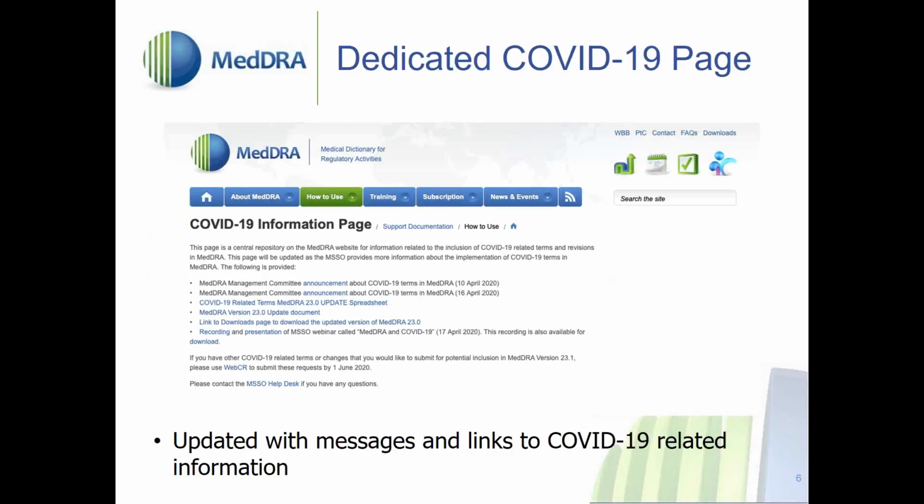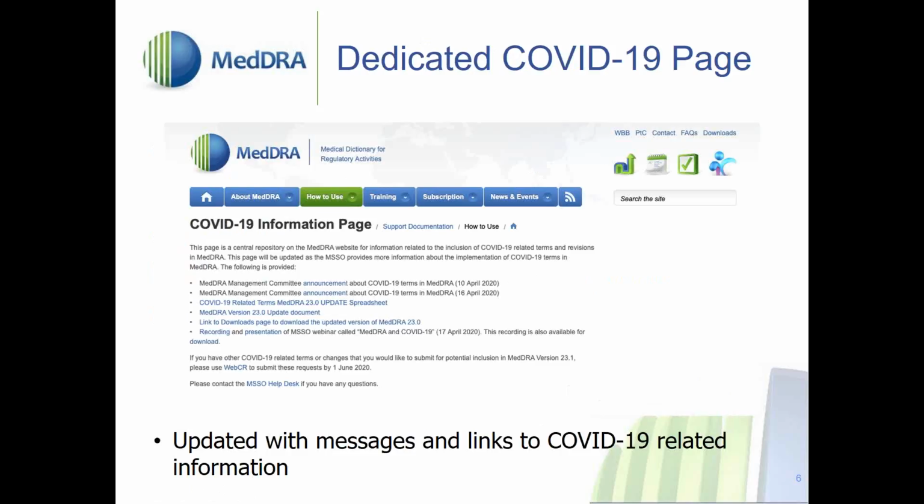So in order to make it easier for users, we've dedicated a COVID-19 page solely for all information related to COVID-19. You can access this page by going to the meddra.org website. And from the top banners, you choose the How to Use button. From there, you choose Support Documentation, and that'll get you to the COVID-19 information page.